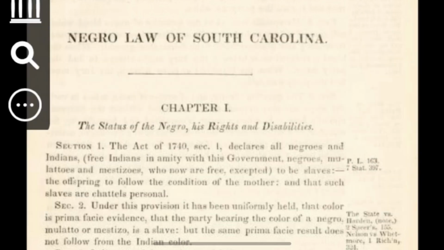But it goes on to say that the same does not follow for the Indian color. Why do you think that is? This is because they gave themselves our identity. Now you're about to see what I mean by this in the next section.